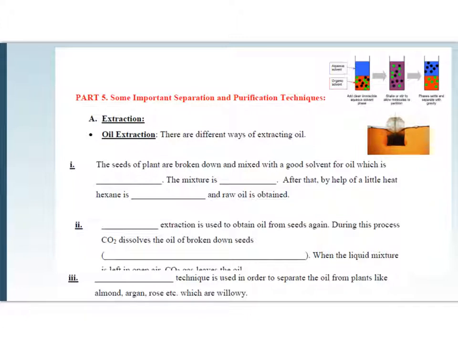But what about oil extraction? The seeds of plants are broken down and mixed with a good solvent for oil, which is usually hexane. The mixture is filtered. After that, with the help of a little heat, the hexane is evaporated.